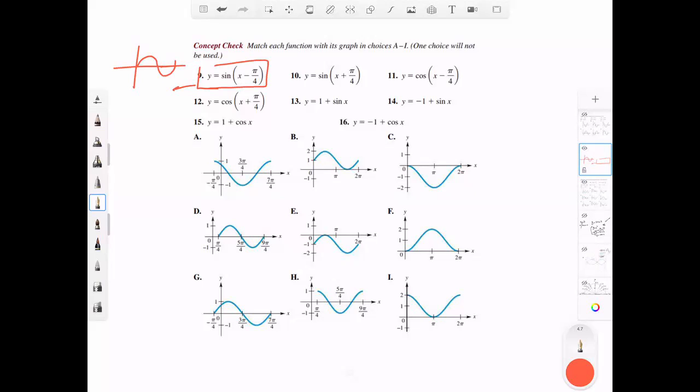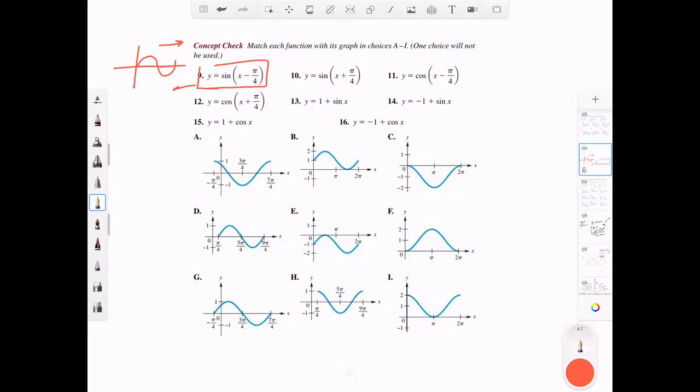Now you got me confused. I know it's my fault. Because it has a minus, I don't know if it goes to the left or right. So we said we do the opposite. If it's minus, we go to the right. So we go pi over 4 to the right. We go this way. So which one do you think that is, A to I?